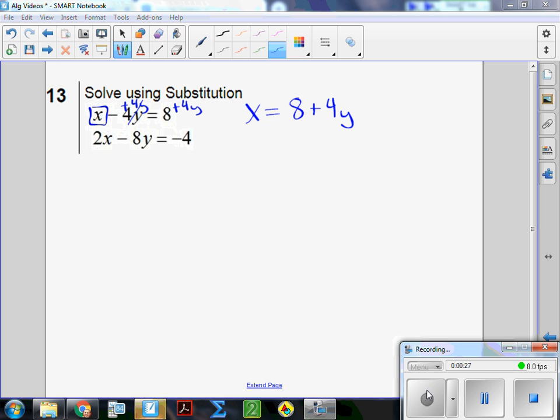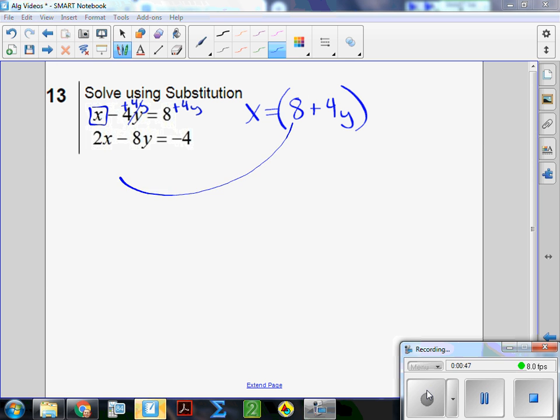You can do that with y, you can do that with x, it doesn't really matter. If I took the top equation and I tried to do that with y, I'm going to wind up with some fractions. So instead, I chose to get the x by itself because there wasn't a coefficient or a number in front of x. This is now my expression for x.